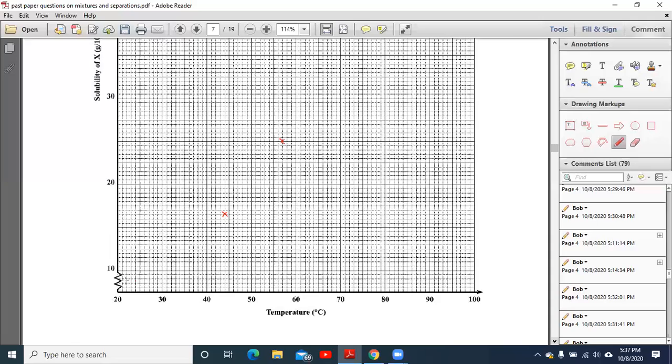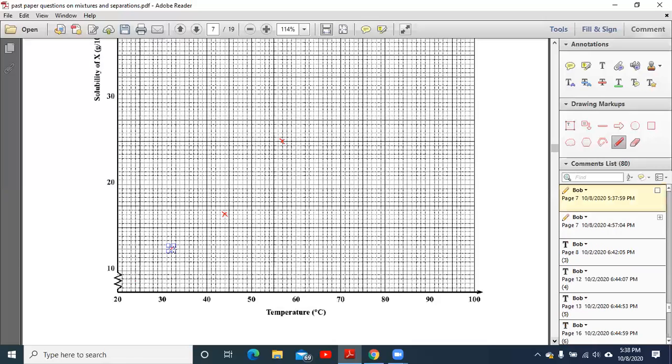We have 32 and 12 and 12.5. So 10 here, 11, 12, and 12.5 is exactly. Am I on 32? Yes, I am. And draw the next side of that.